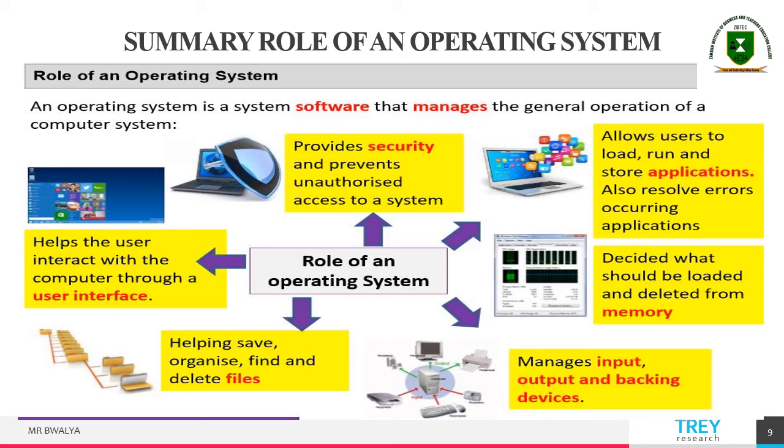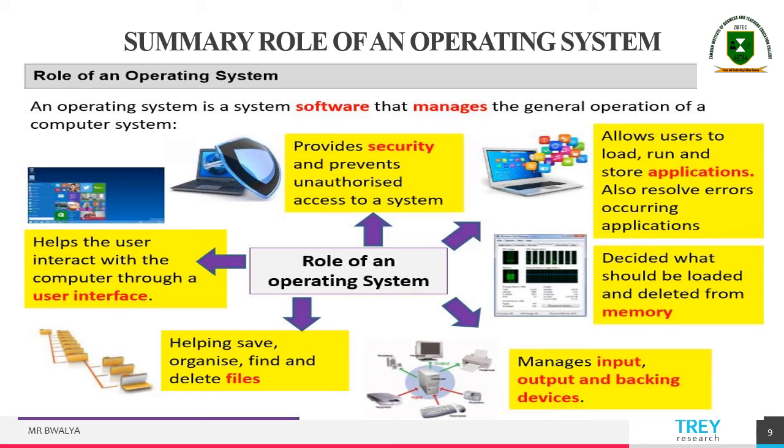The first one is that it helps the user interact with the computer through a user interface. This is an example where the Windows button is shown here. It also provides security and prevents unauthorized access to a system. You're able to put a password or a PIN on your system so that you protect it, so no one can access it without your approval or without your details. That's what we mean by it provides security, and it also tries to kick out those that are not supposed to have access to your system.